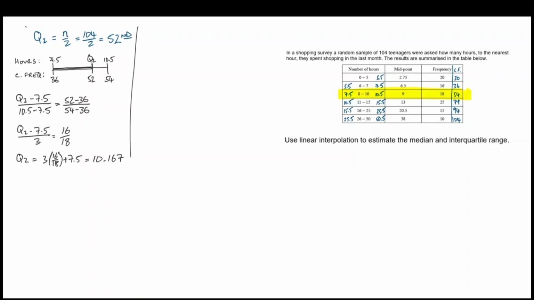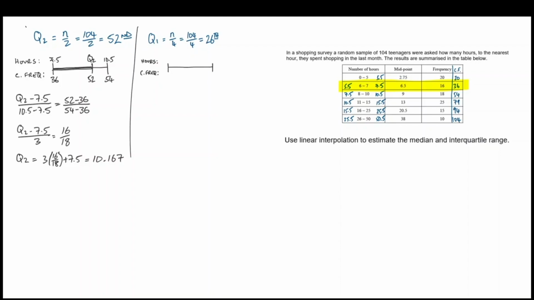We've also been asked to find the interquartile range. To find the interquartile range, we're going to need the lower quartile and the upper quartile, Q1 and Q3. The position of Q1 is going to be n over 4, so that's going to be the 26th position. We need the interval whose cumulative frequency is the first one to go above 26. So here we go, 5.5 to 7.5.